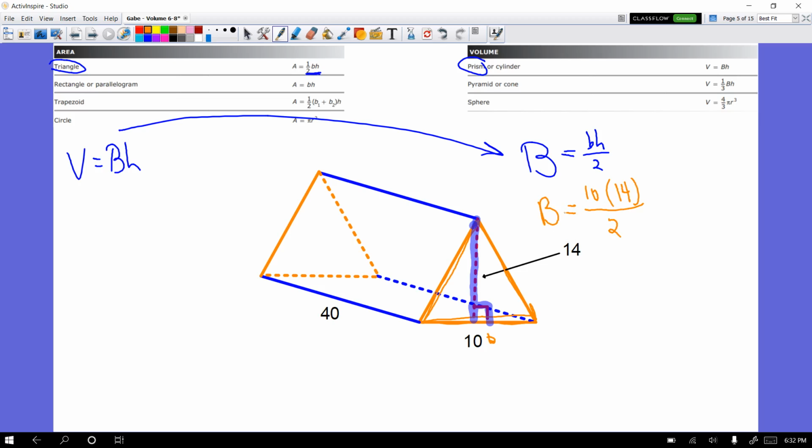You can see how I'm rewriting the entire thing. I wrote the formula, I substituted the numbers in, and I'm going to simplify one step at a time. Capital B equals 140 divided by 2. Capital B equals 70. And why am I doing it that way?